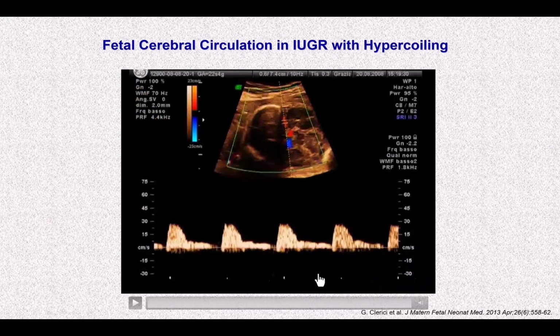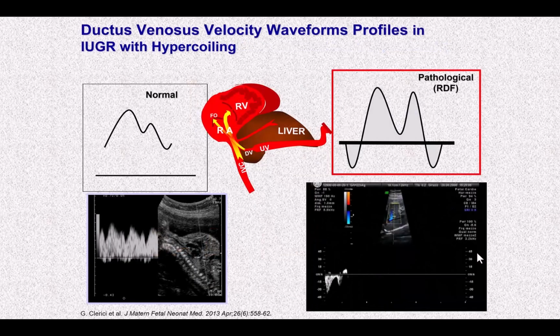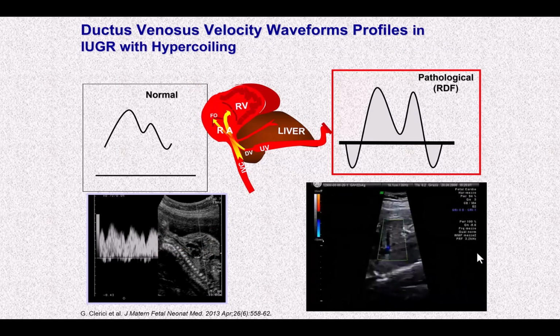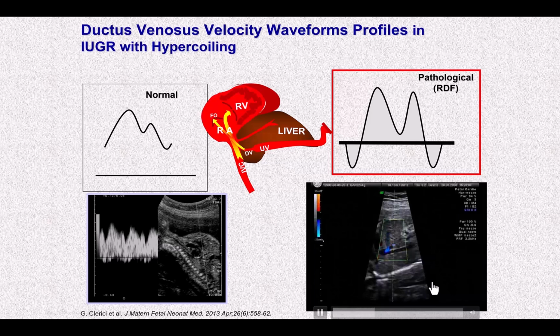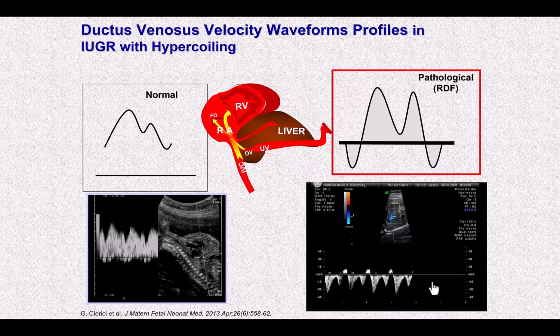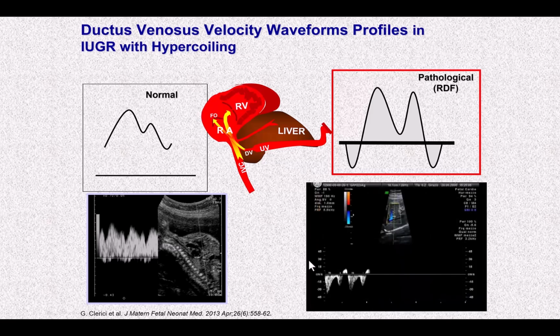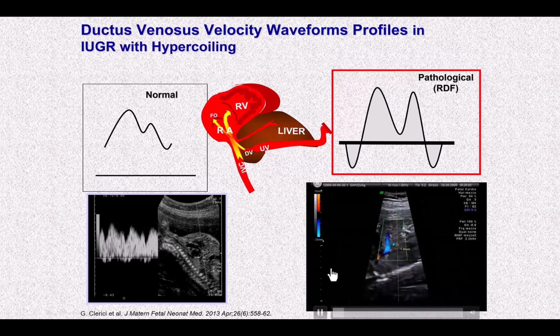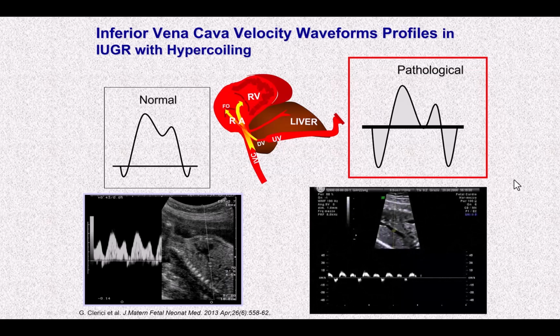But look at this, in the same fetus, in the same scanning section, I saw this very strange and very hard to understand waveform profile in the ductus venosus, with a reduction in the forward flow and the appearance of reverse flow during atrial contraction. You can see here also in the inferior vena cava, very strange, because the arterial district was normal.